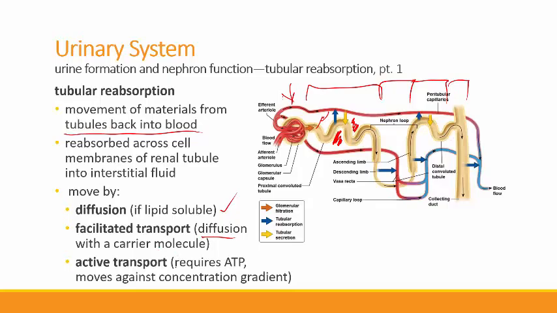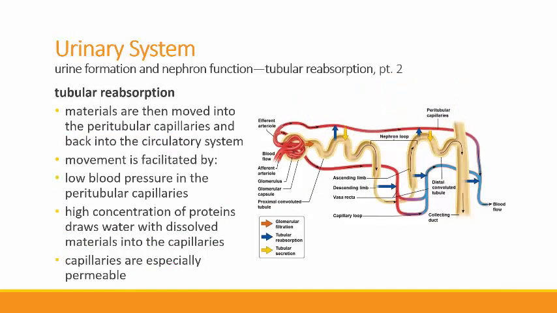And so those proteins will pick up from the side that has high concentration and move it to the side that has low concentration. And then if we have a carrier molecule that works with ATP, then we can move things against the concentration gradient, and that's called active transport. So we have three means of moving materials to do tubular reabsorption: diffusion, facilitated transport, and active transport. Whatever materials we reabsorb are then moved into the peritubular capillaries and back into the full circulation.